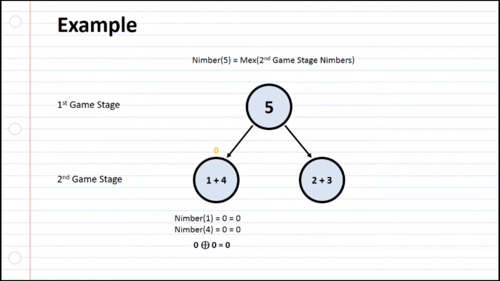We can do the same for the right branch. 0 XOR 1 equals 1. Therefore, the number of 2 plus 3 is 1. Using the max, we can calculate the number for the first game stage, which is the max of the numbers from the second game stage, which is max of 0 and 1 equals 2. Therefore, the number of 5 equals 2. This method can be used for games of larger sizes.